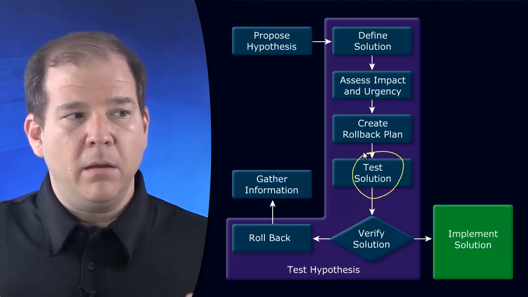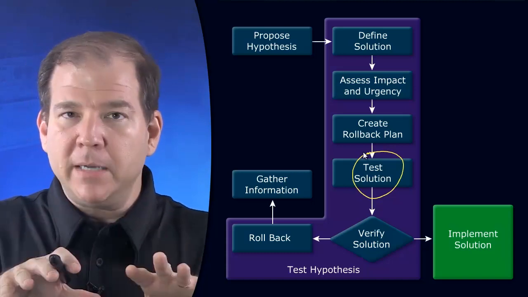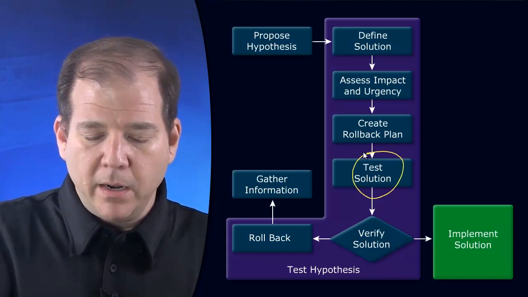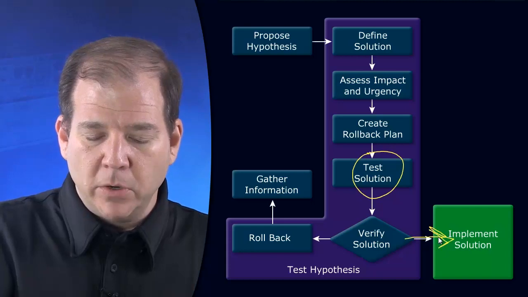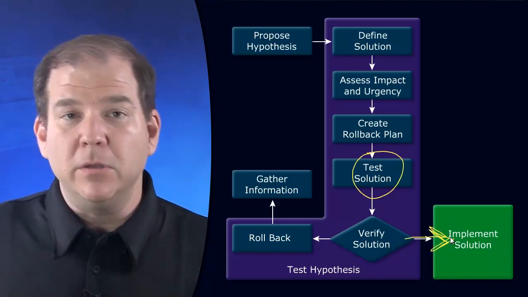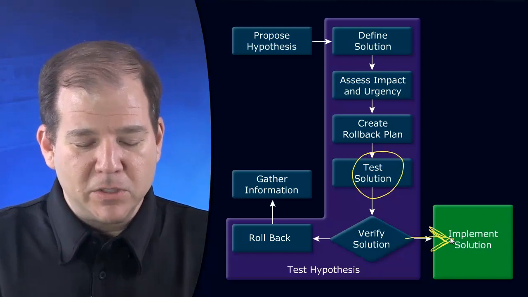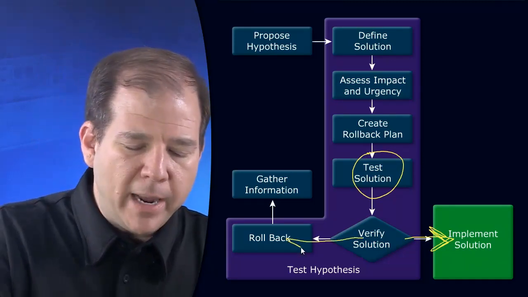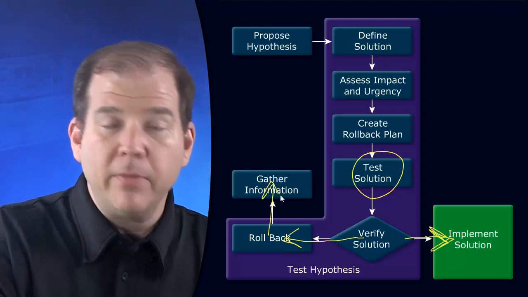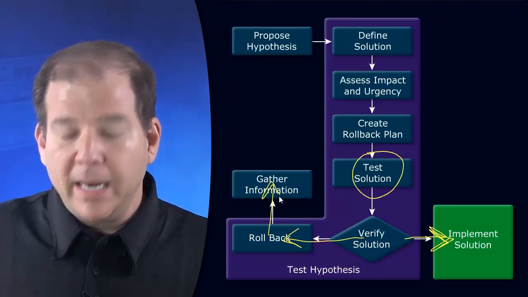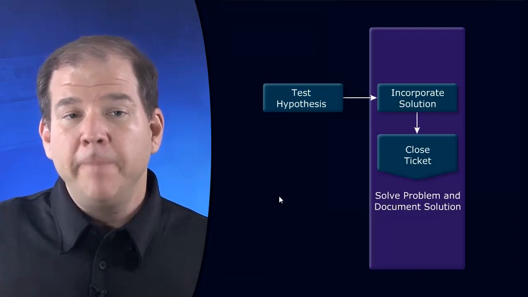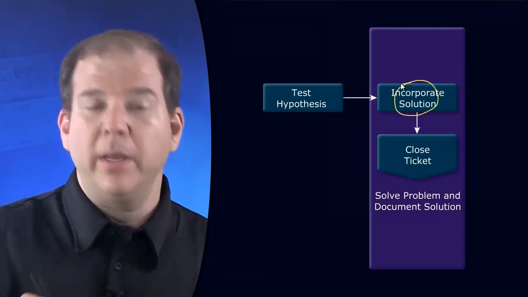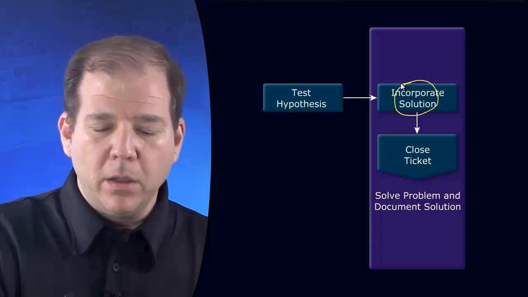Did what we implemented fix the problem? Hopefully it did. If it did, fantastic. Our test shows that it's going to fix the problem. We implement the solution, and we document the solution as well. If it doesn't work, no big deal. Let's roll back. Let's go back to square one. Then we might need to gather some additional information and come up with yet a different hypothesis. But hopefully, whatever we did is going to work, and we're going to incorporate the solution, and we're going to close the ticket.